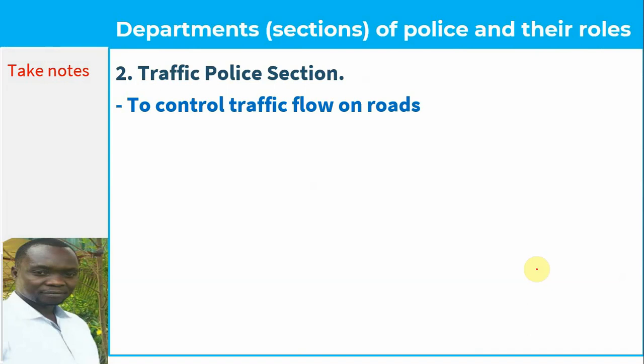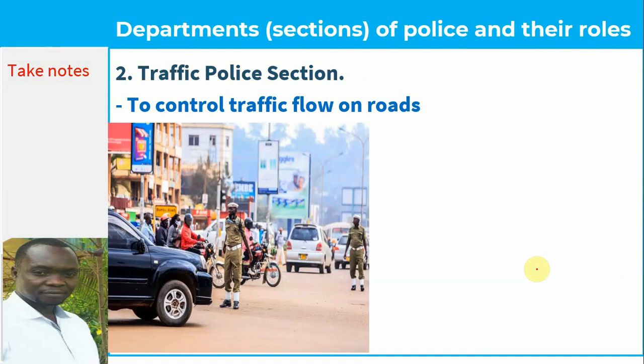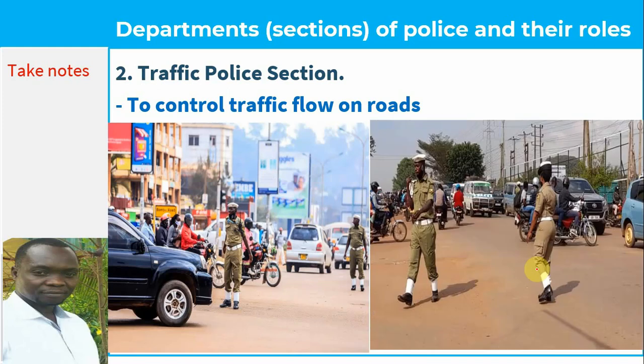Okay. The next department or section of the police is called the traffic police section. This is the section of the police that helps to control traffic flow on the road. Why do we need to control traffic flow on the road? This will help us to prevent accidents. We always use the word prevent accidents because we cannot avoid them.